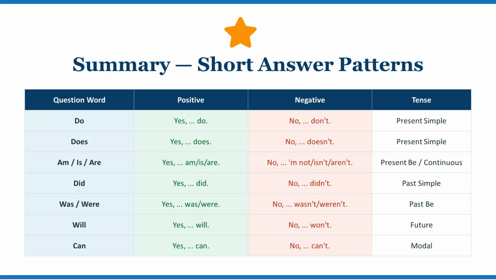Let us now review everything we have learned. Here is a summary of all the short answer patterns. For do questions, the answer uses do or don't. For does questions, it uses does or doesn't. For am, is, and are questions, the answer matches with am, is, or are and their negative forms. For did questions, we use did or didn't. For was and were, the answer uses was, were, wasn't, or weren't. For will, the answer is will or won't. And for can, the answer is can or can't.